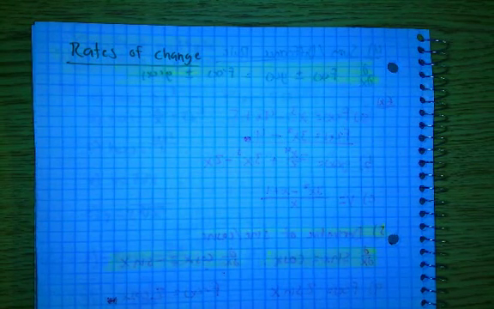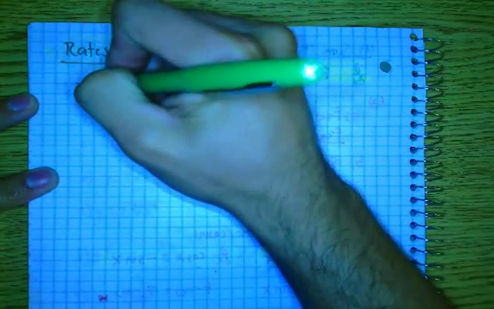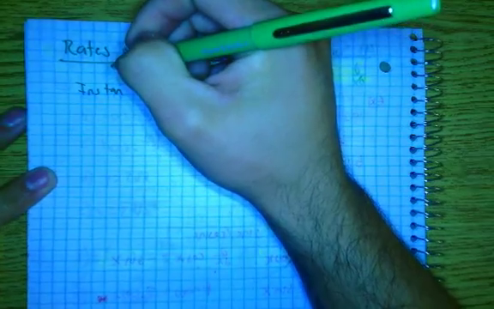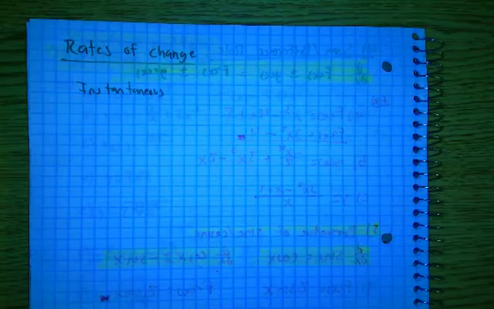Okay. So some of the examples that we're gonna do. First of all, you're also gonna see this word. They're known as instantaneous, and I think I'm gonna spell this wrong. Is that how you spell it? Okay, instantaneous rate of change.